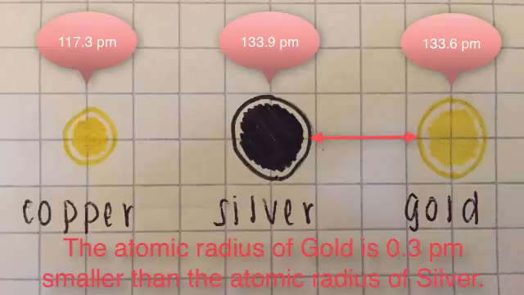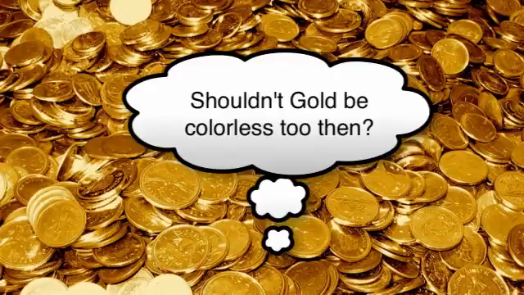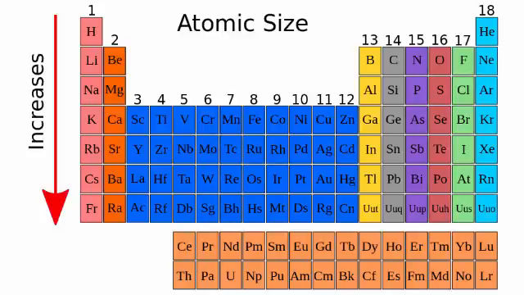The atomic radius of gold is only 0.3 picometers smaller than that of silver. If we use the same logic, shouldn't gold be colorless too? No! This is because of something called the relativistic effect.